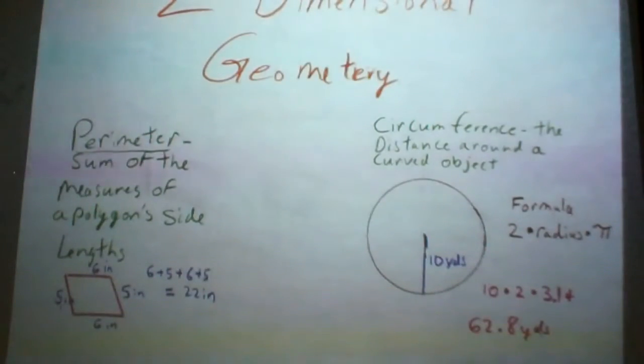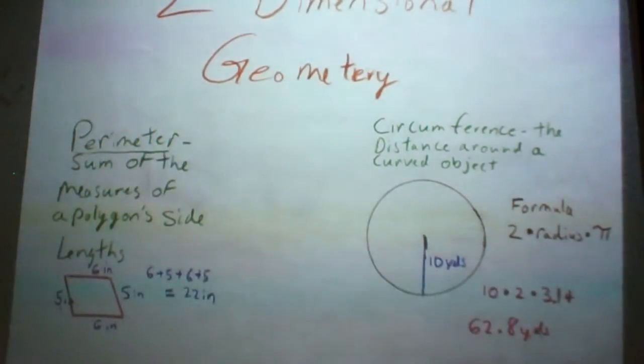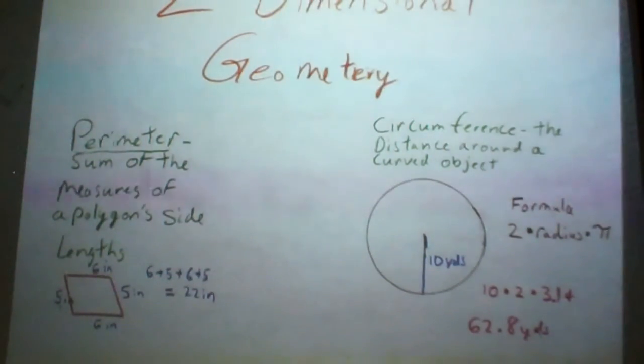Circumference, on the right-hand side, is the distance around a curved object. Okay, so we're going to find the distance going around the circle. And for that, we're going to use a formula, which is 2 times the radius times pi, or if we have a diameter, it would just be diameter times pi. And for pi, we're going to use 3.14.